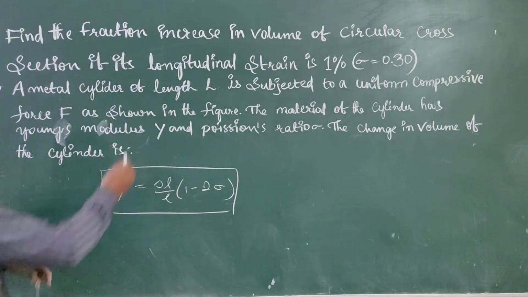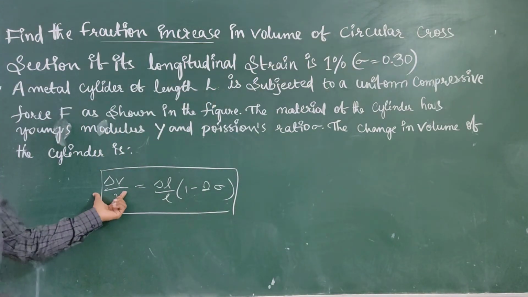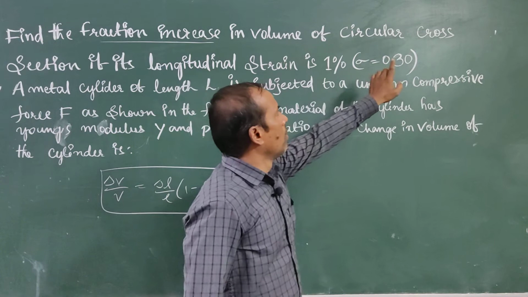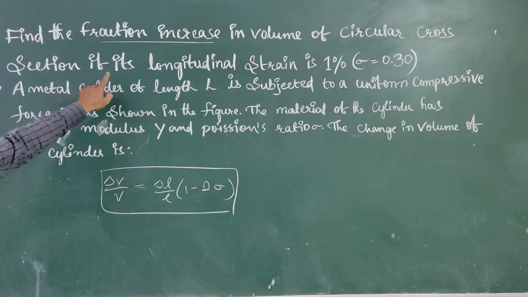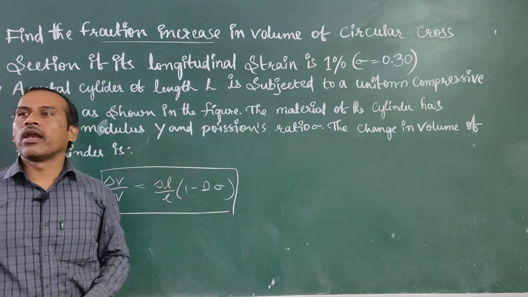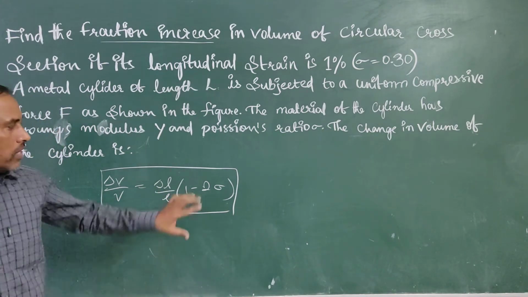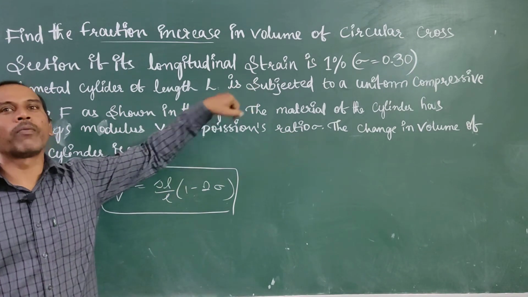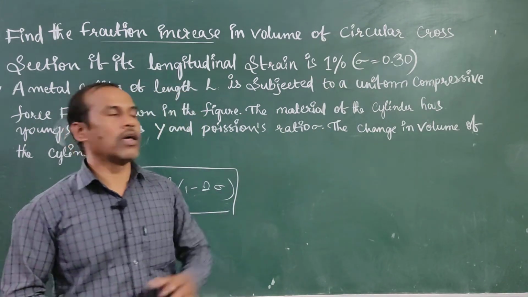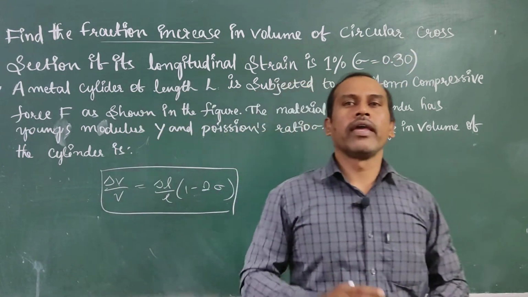First of all, see the problem. Find the fractional increase in volume of the cylinder, delta V by V, if its longitudinal strain is 1%. That means delta L by L, the longitudinal strain, is given as 1%. The Poisson ratio of the metal cylinder is 0.30. Now find out the fractional increase of the volume.